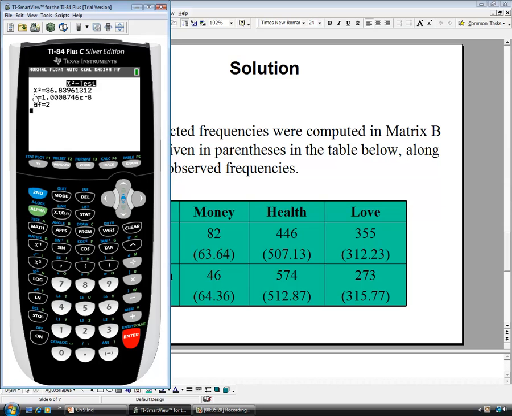So there we have it. The test statistic is 36.84ish, and our p-value is extremely small, a decimal, 7 zeros, and a 1. So certainly less than our 0.05. The degrees of freedom are calculated as the number of rows minus 1 multiplied by the number of columns minus 1. So 2 minus 1 is 1, and then 3 minus 1 is 2. 1 times 2 is 2. But again, it calculates it for you.